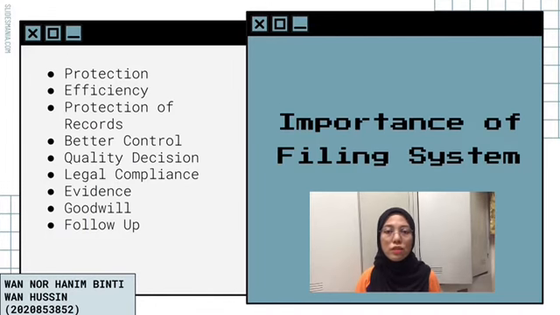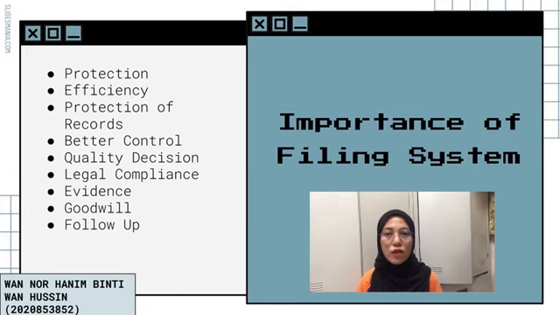Quality decision. Filing enables the executives to take quality decisions on time. Legal compliance. Filing fulfills the legal obligations such as keeping documents according to income tax, value-added tax, and the like. Evidence. In the case of a legal dispute, filing provides documentary evidence in the court of law.